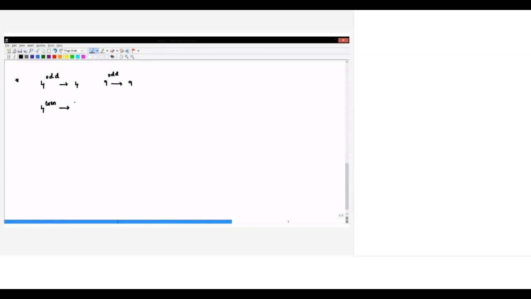4 power 2, which is 4 fours are 16, so it ends with 6. 9 power even number, 9 square is 81, so it ends with 1. So there are only two different digits. So it's very easy for us to look at like this.